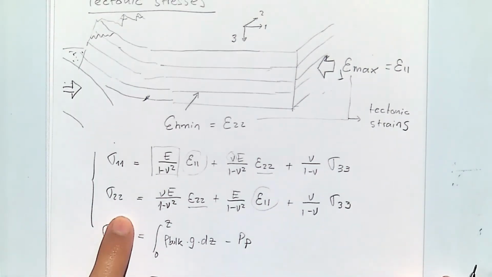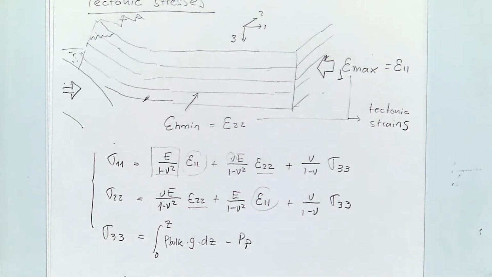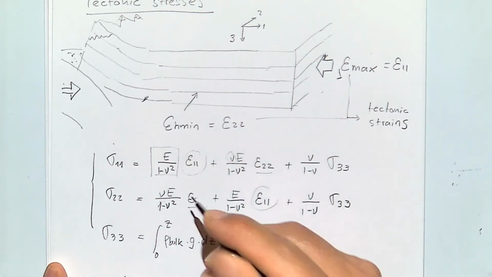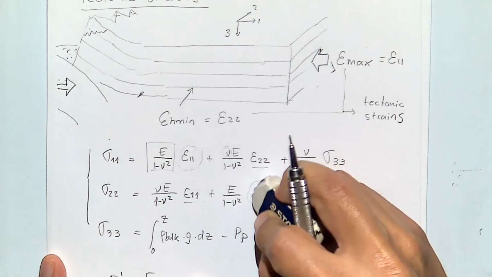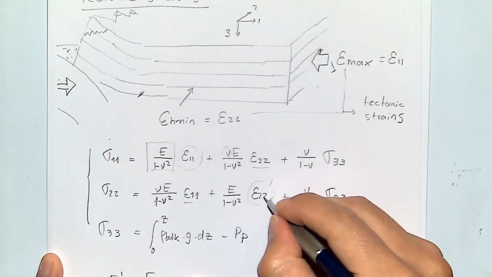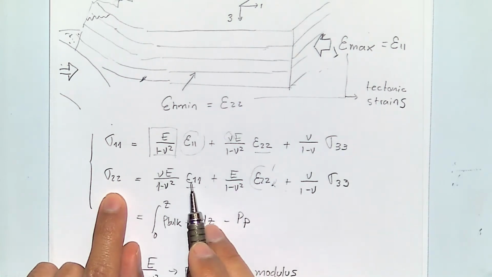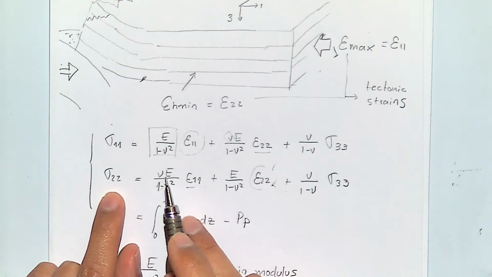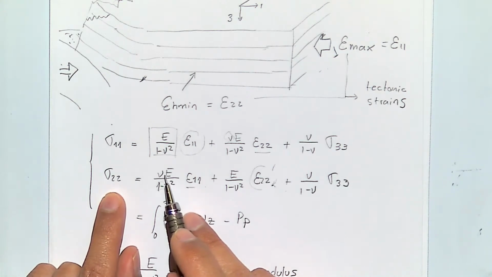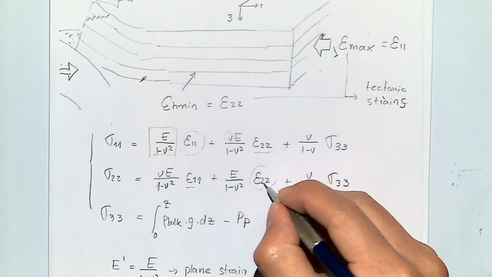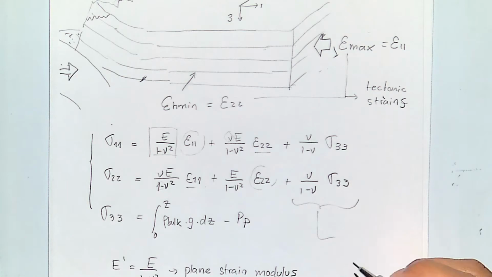And for sigma 2,2, it's very similar. There is a mistake here. Sorry about that. In direction 2, it's proportional directly to the plane strain modulus, and in direction 1, it's proportional to the plane strain modulus times the Poisson ratio, which is always like 20% more or less of that. And always you're going to have here the overburden component.